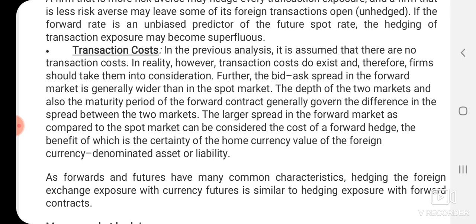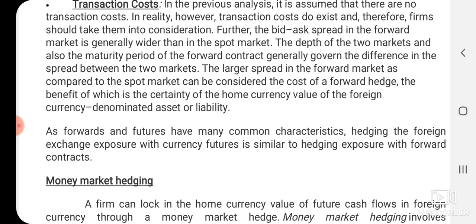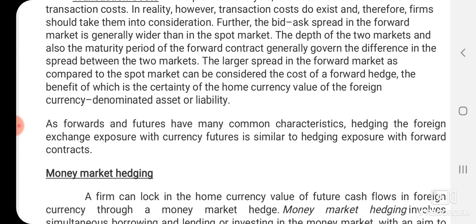The larger spread in the forward market as compared to the spot market can be considered as a cost of the forward hedge, the benefit of which is certainty of the home currency value of the foreign currency denominated assets and liabilities.